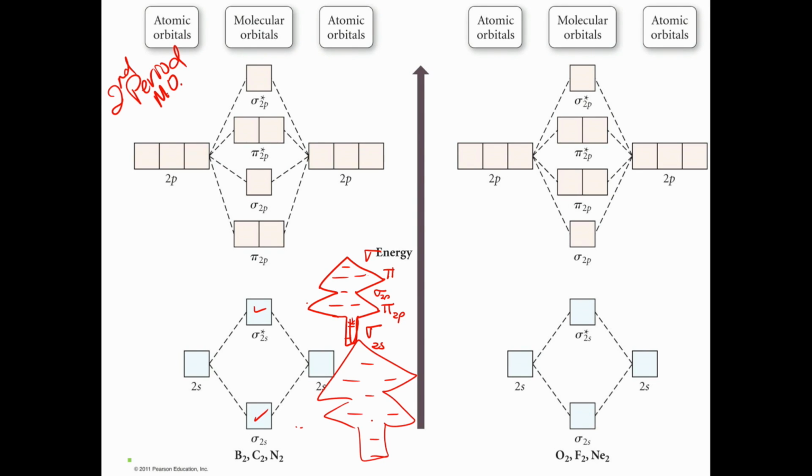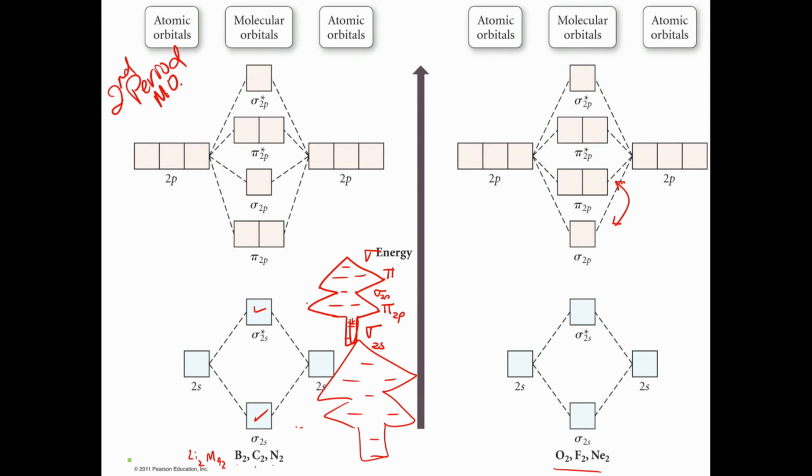Now what's the difference between those on the left and these on the right? The first ones, boron, carbon, nitrogen, and actually the ones before that, what would that be? That'd be lithium and beryllium, diatomic, dilithium, there you go. They would follow this arrangement, and then the bigger elements, oxygen, fluorine, and neon, follow this. And where is it different? It's different right here. Those two are flipped.